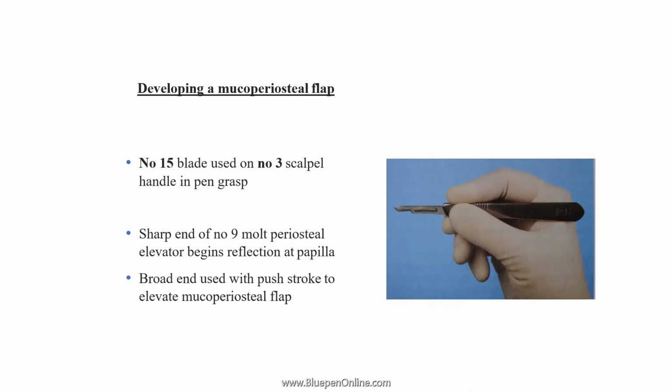Now, how do you develop a mucoperiosteal flap? What's the armamentarium for developing a mucoperiosteal flap? Number 15 blade, you can use it on a scalpel. Number 3 scalpel handle and a pen grasp. Now, the sharp end of number 9 Molt periosteal elevator, you can use it for the reflection at the papillary region. The broad end, we can use with a push stroke to elevate the mucoperiosteal flap. So these are the armamentarium for developing a mucoperiosteal flap. I hope this is clear for you. It's all simple basics. Okay.